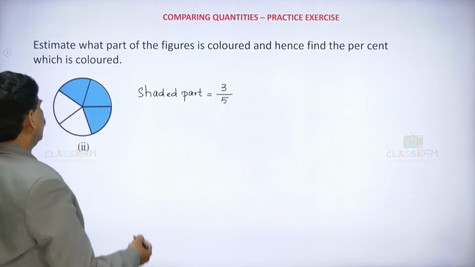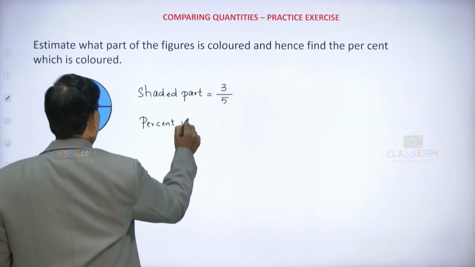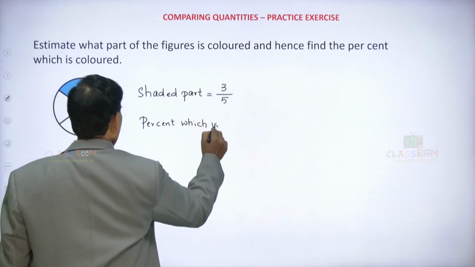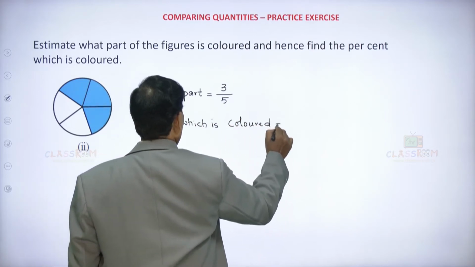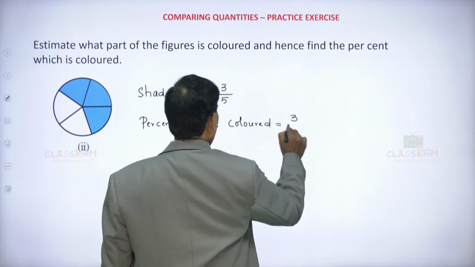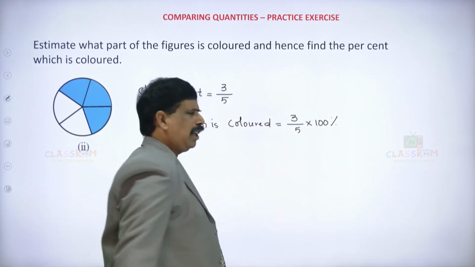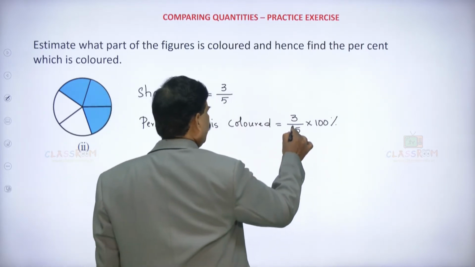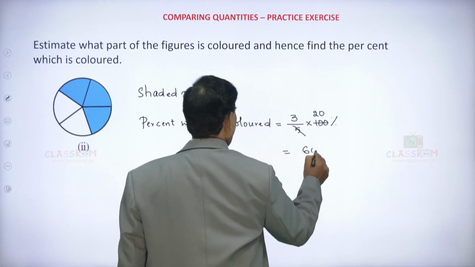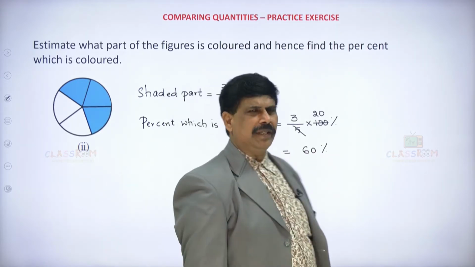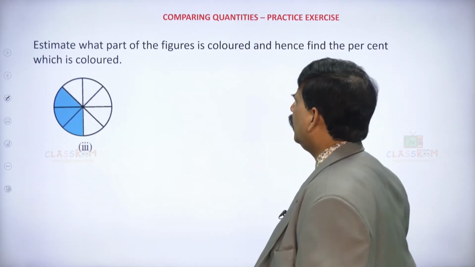So now percent which is colored. So that is equal to, convert this fraction into percentage. Just multiply with 100 and keep the symbol. So now 5 ones are 5, 20s. 20 into 3. 60% is shaded here. Clear? See the next one now.